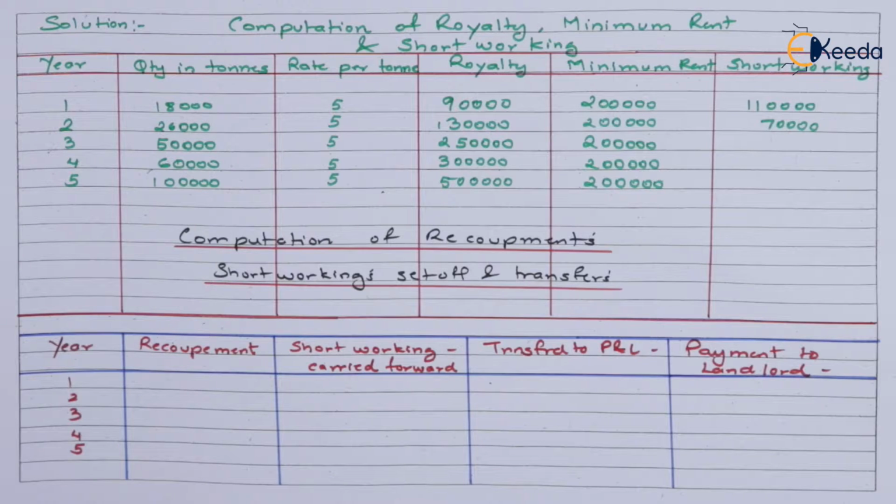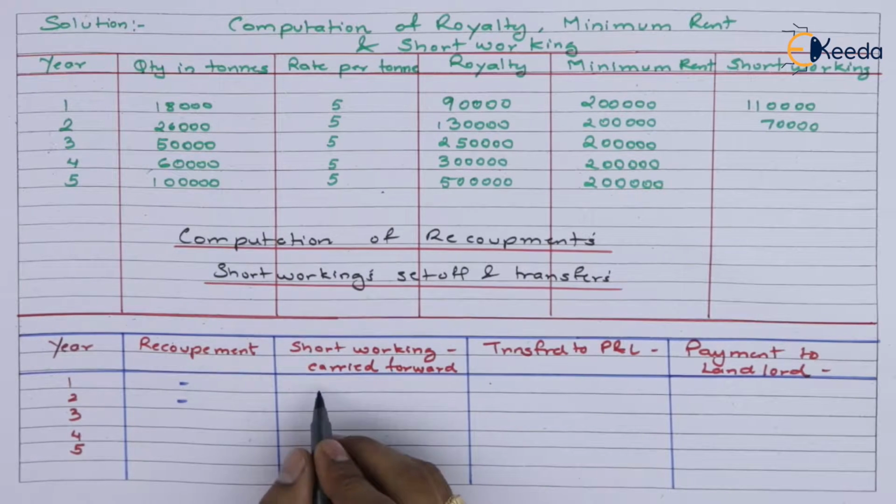Now, the payment going to the landlord is 2 lakh by default every year. However, before you reach that conclusion, let's start with the first year, that means recoupment in the first year. Recoupment can be done only if there is an adjustment, that means if the actual royalty is over and above the minimum rent; only from that year can recoupment be done. So for the first 2 years, there is no recoupment, hence it will be a dash. Now, the short working carried forward for the first year: the short working was 1,10,000.